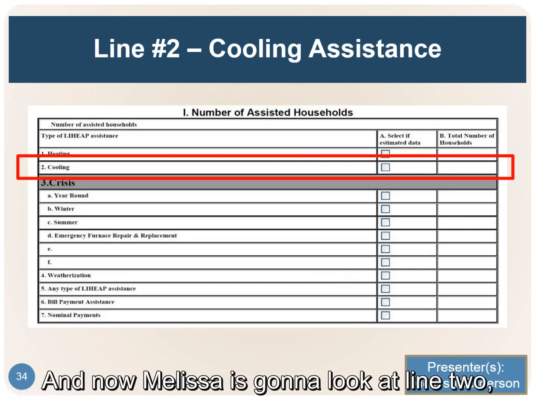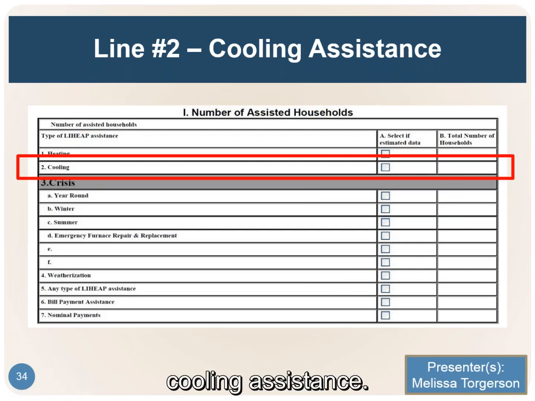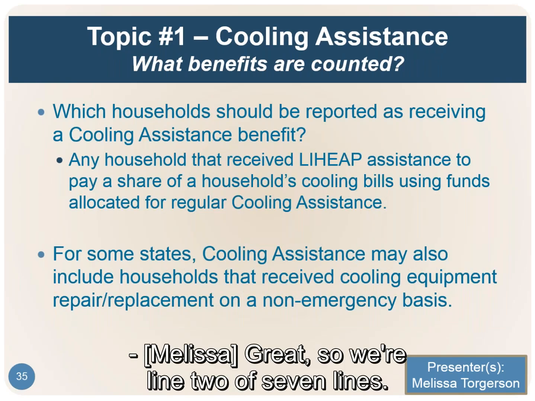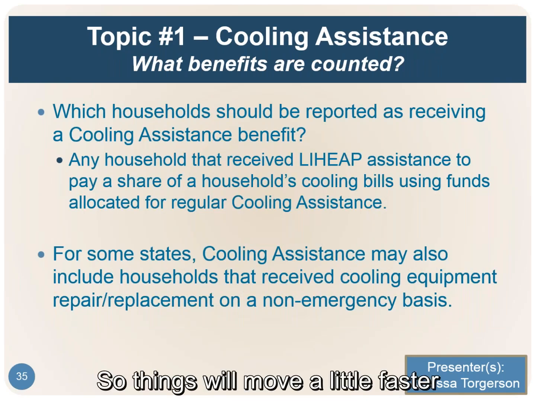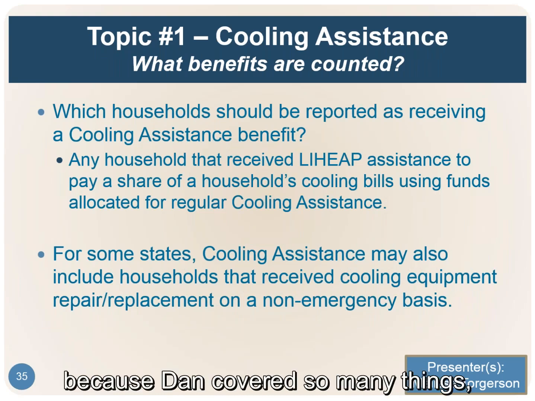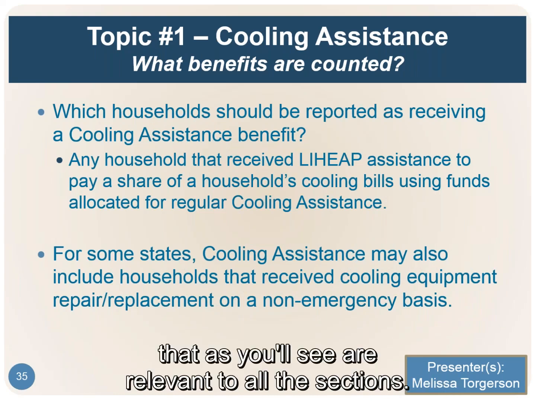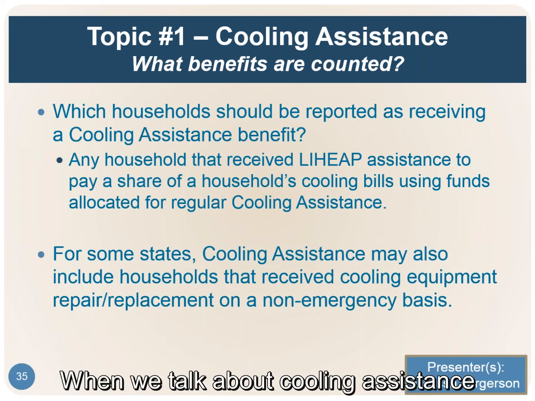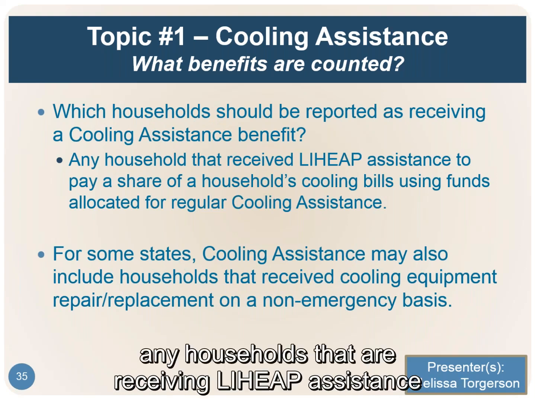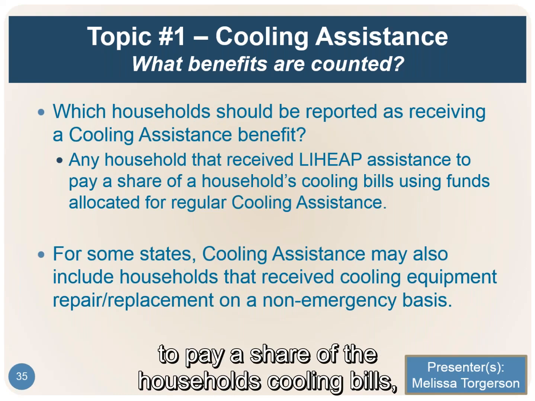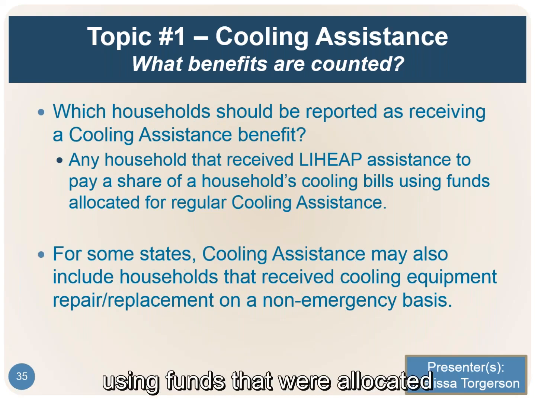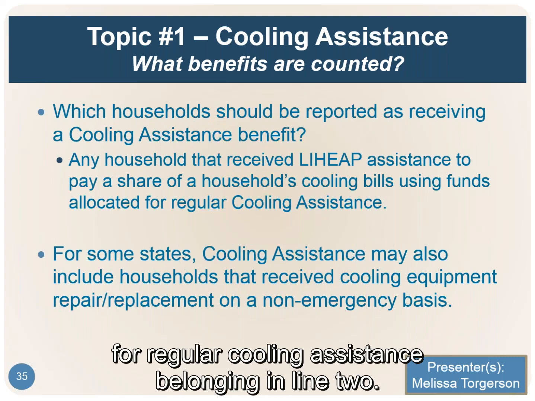And now Melissa's going to look at line 2, cooling assistance. Great. So we're to line 2 of 7 lines. So things will move a little faster because Dan covered so many things that, as you'll see, are relevant to all the sections. When we talk about cooling assistance, any households that receive LIHEAP assistance to pay a share of the household's cooling bills using funds that were allocated for regular cooling assistance belong in line 2.